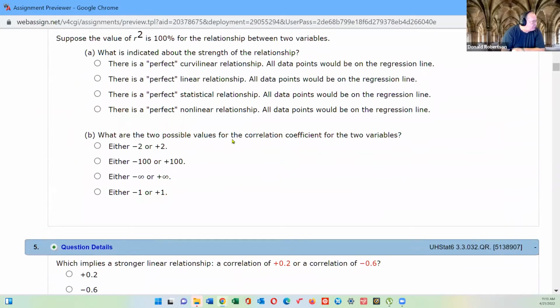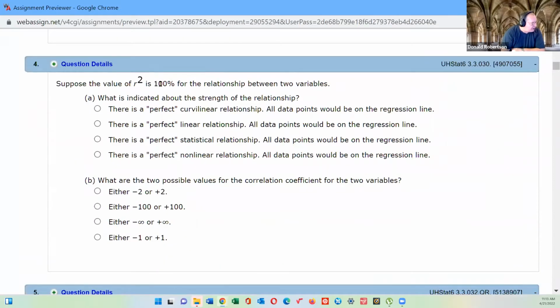Suppose the value of R squared is 100%. Now, isn't that a perfect fit, right? A perfect straight line. If R is 1, it's a perfect straight line. If R is -1, it's a perfect straight line. If R squared is just 1 or 100%, it's a perfect fit, right? And perfect linear, right? Not a perfect curve, but a perfect straight line.